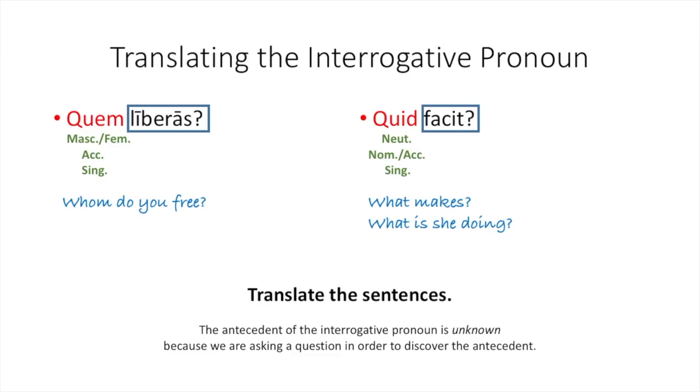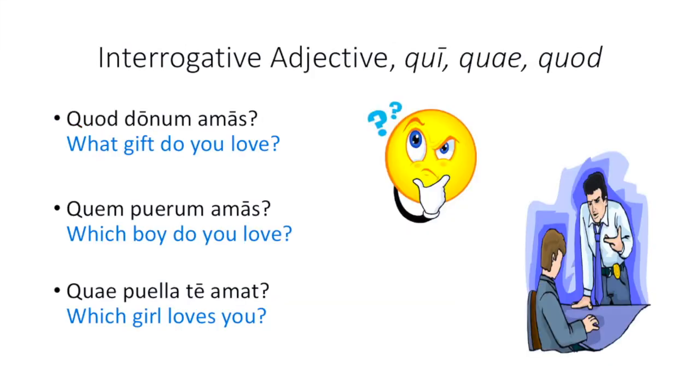It leaves a bit more ambiguity with the interrogative pronoun. If we want to get a bit more specific with what we're asking, or even to provide clearer translations, we can use the interrogative adjective, quae, quod. It's in sentences that are still questions because it's interrogative. You're still interrogating someone, still asking questions.